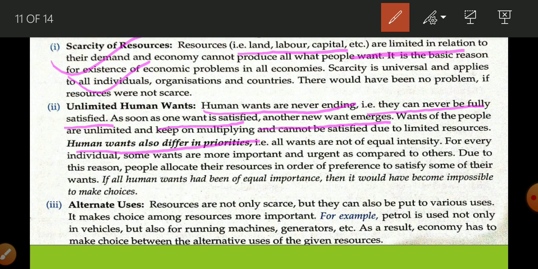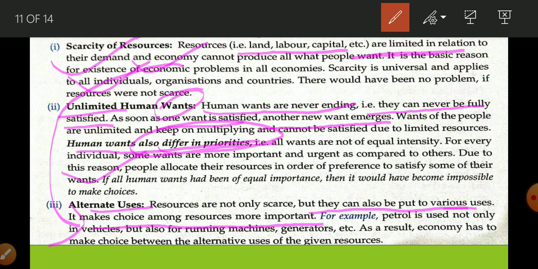So in this way, all the wants are not equally important. They differ in urgency. So that is another nature related to our human wants: they are unlimited and they differ in priority. Now, resources are limited, and one more feature they have is that they can be put into alternative uses, which means they can be put to various uses. It makes choice among resources more important.